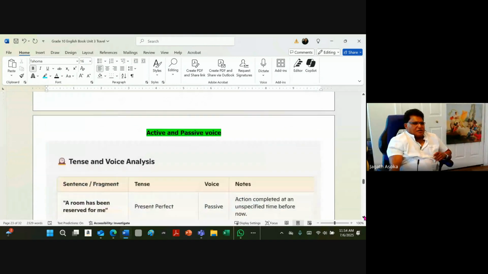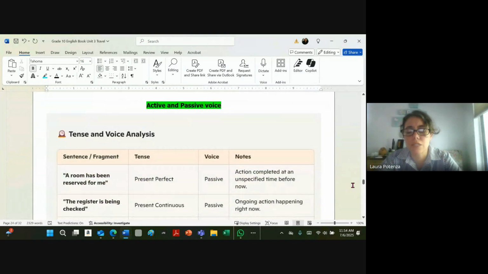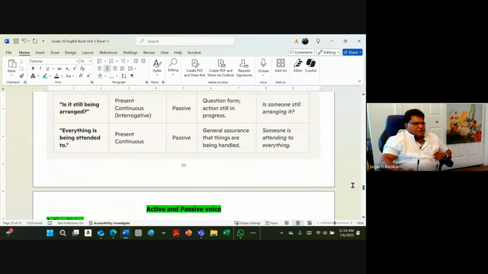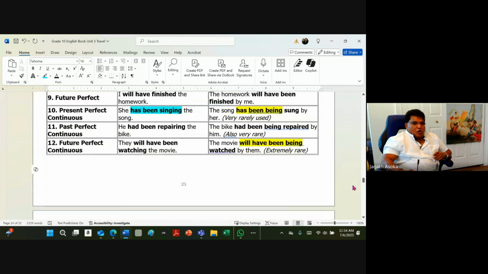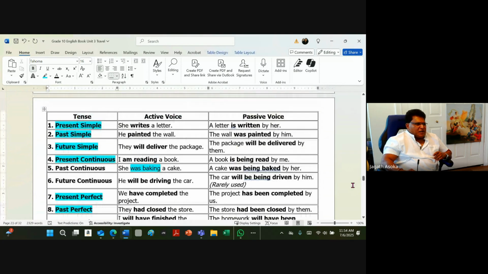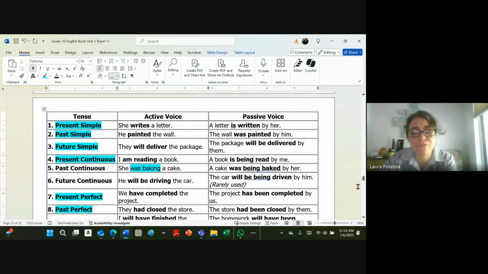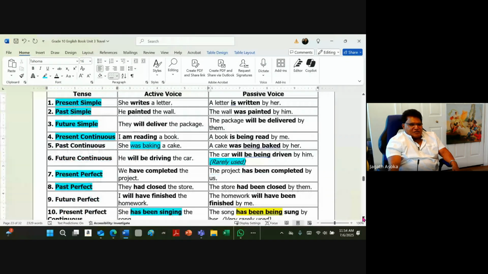Okay, can we go back up, because I know you have in parentheses "rare, extremely rare." Some of those sentences sound wrong, even though they're right. No, they are right. The future continuous: the car will be being driven by him. That's like a tongue twister. It doesn't even sound right.